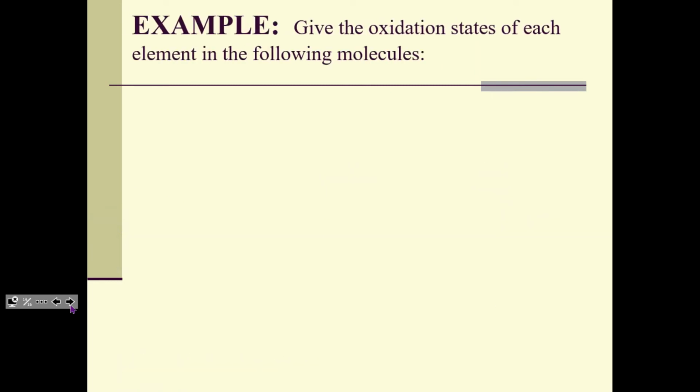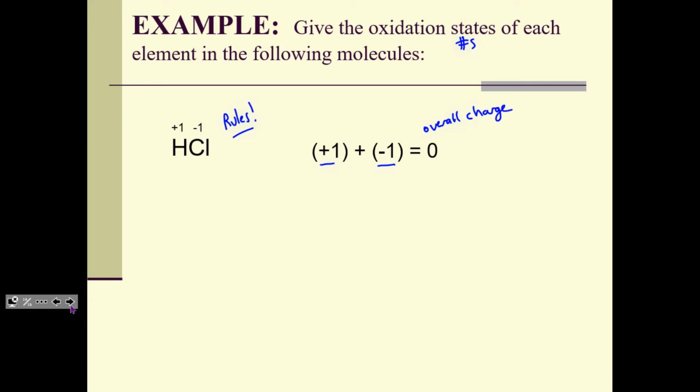Okay, so let's give the oxidation states or the oxidation numbers of each element in the following molecules. HCl. Well, hydrogen is +1 and chlorine's -1 according to our rules. So those are nice. We know the oxidation numbers for both elements. And those two added together are going to equal the overall charge, which we did not have an overall charge. If we did, it would have shown up somewhere in there.